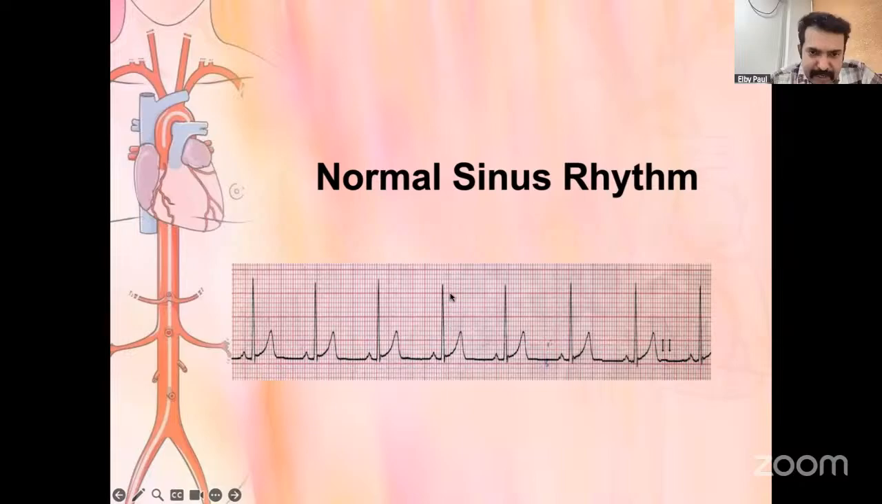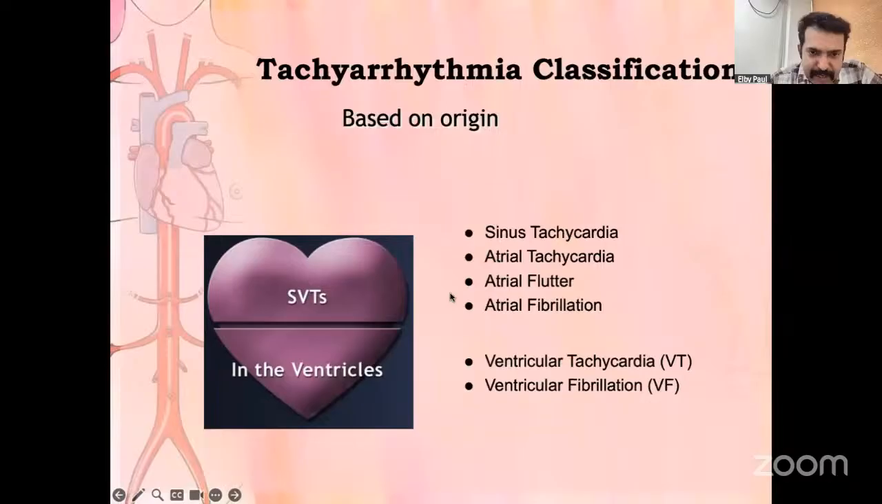This is a normal sinus rhythm. Now, the classification of tachycardia is based on origin. If the tachycardia originates from the atrium, it's called atrial tachycardia. If it originates from the ventricle, it's called ventricular tachycardia. What are the atrial tachycardias?